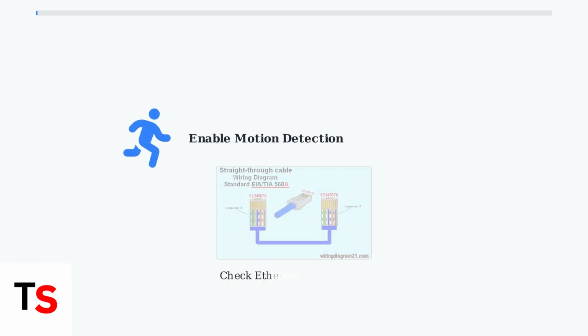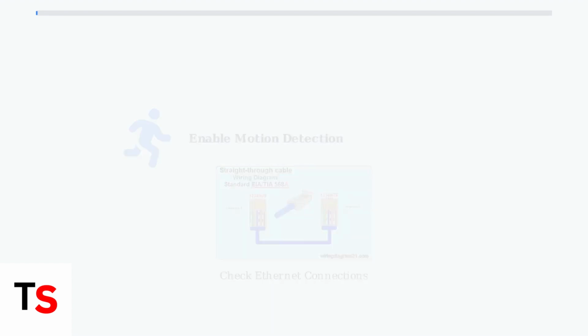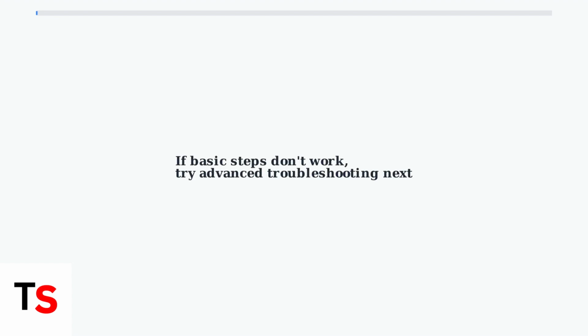Make sure motion detection is enabled in your app settings, as disabled motion detection can halt recording. Also, check your Ethernet cable connections. If these basic steps don't resolve your recording issues, you'll need to move on to more advanced troubleshooting methods.